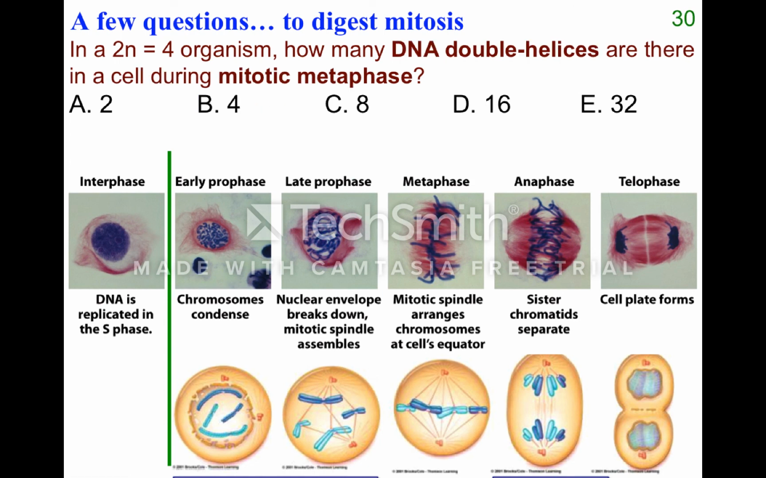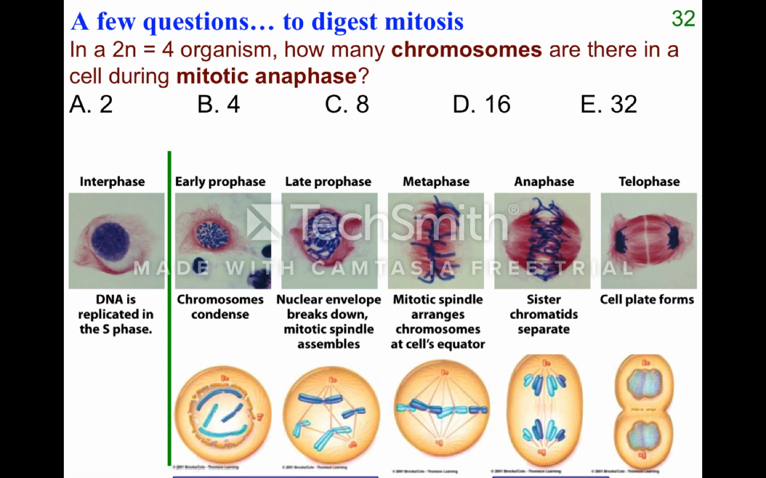Second question, think about it, and pause it and think about it now. Okay, and we're back. So I kind of gave it away a little bit in my explanation of the previous question, and so there are 8 double helices, right? So 2 sister chromatids, so 2 DNA molecules here, 2 here, 2 here, 2 here, for 8 total. All right, another question here. Please pause now.